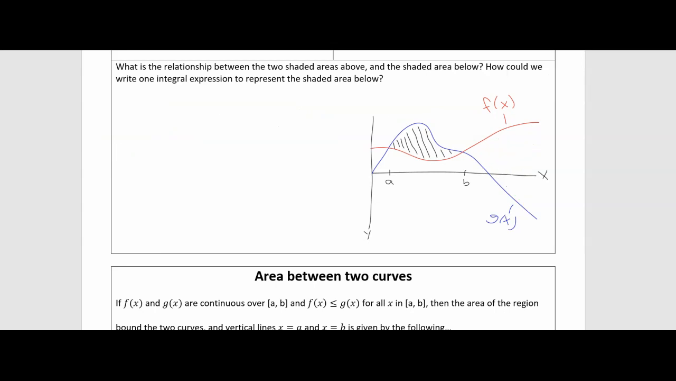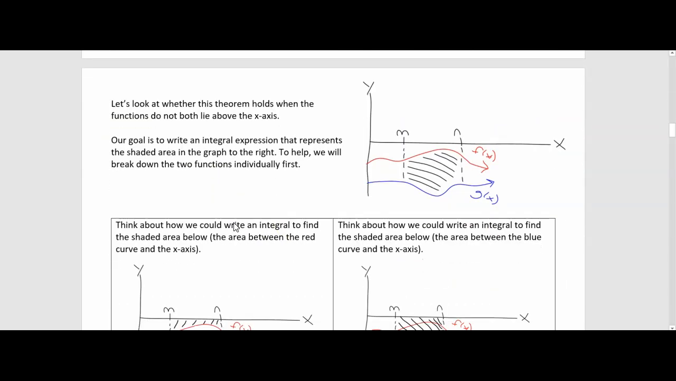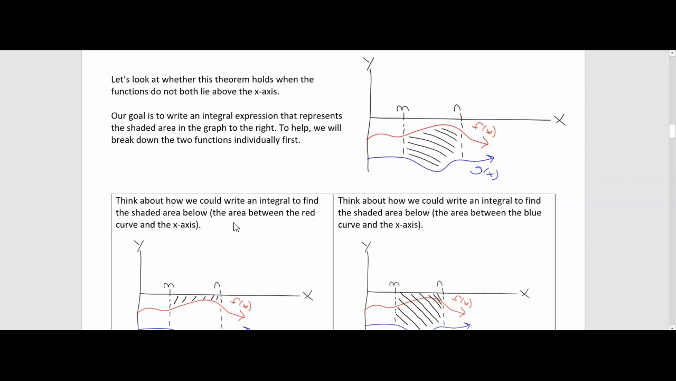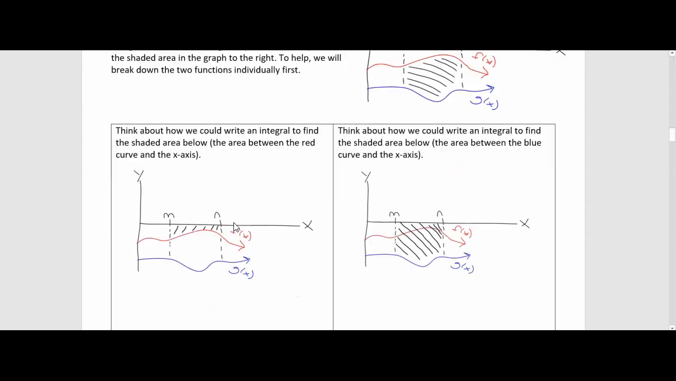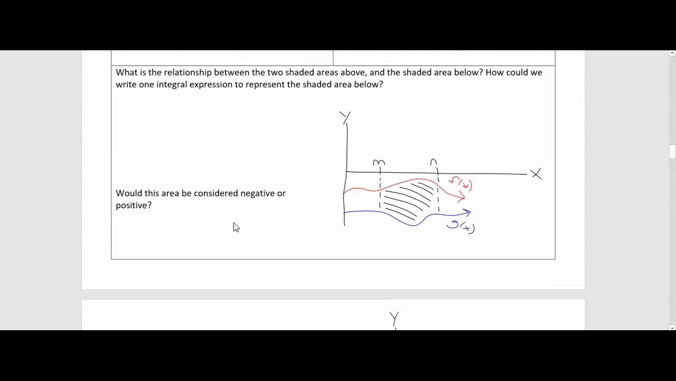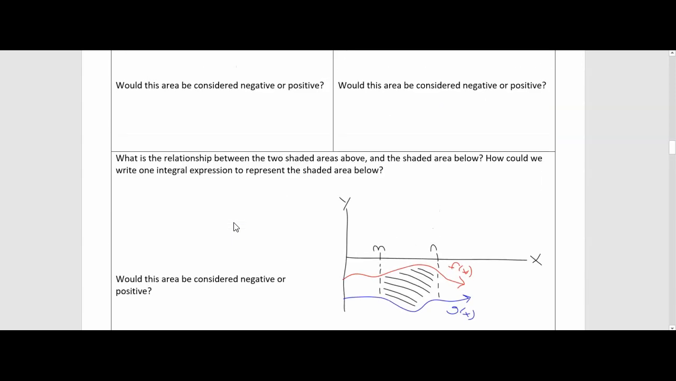We do want to make sure this idea is going to work regardless of where the functions are placed. So here are two functions, f of x and g of x, both below the x-axis. All they did was use different letters for the interval. We're going from m to n rather than a to b. Let's break this down step by step, and you may actually want to do this on your own first, just to see if you can understand the reasoning on your own before you hear someone tell you. So what I encourage you to do is pause the video and go through these 3 steps again.